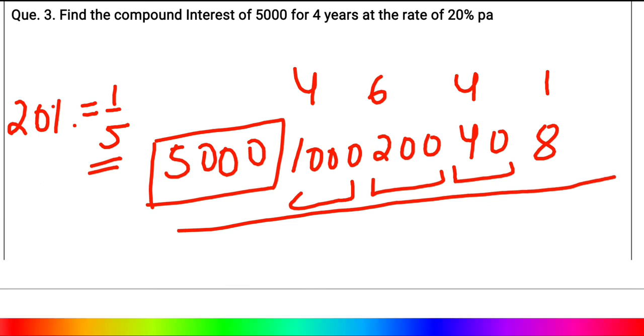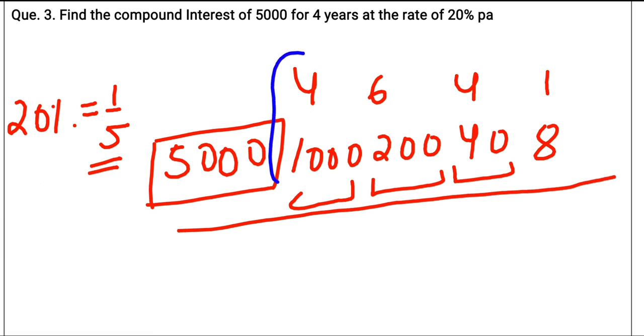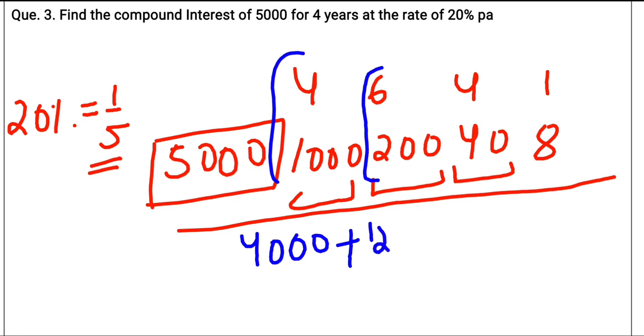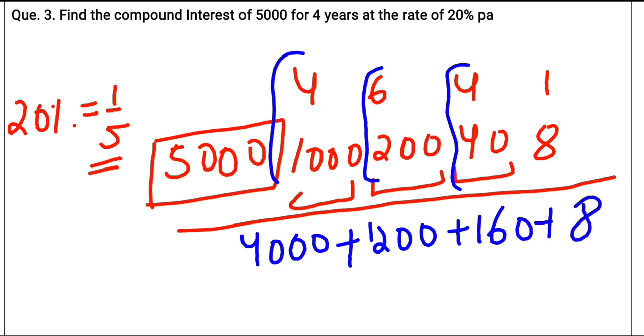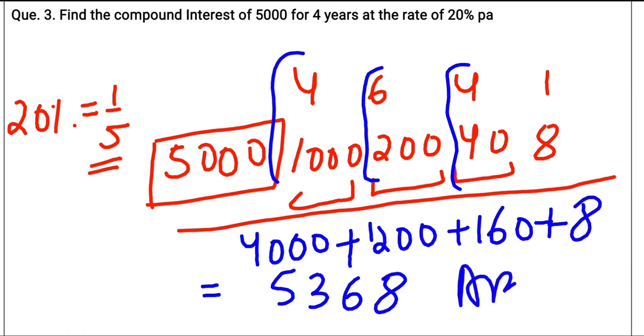Okay, now what we have to do here? Multiply. Multiply these. So we get 4000. If you multiply this, 1200. If you multiply this, 160. And if you multiply this, 8. Now add all these. So it is 4000, 5200, 5360. So it is 5368, and this is our answer.